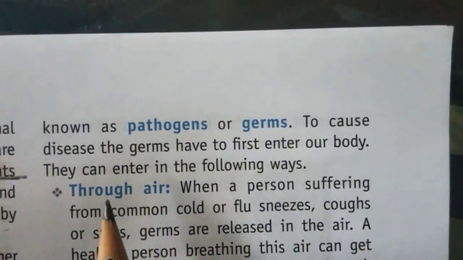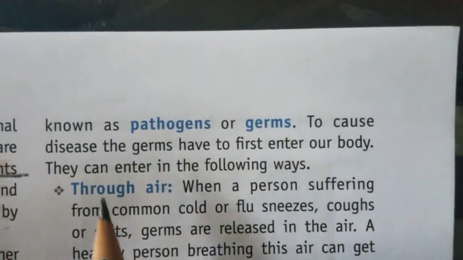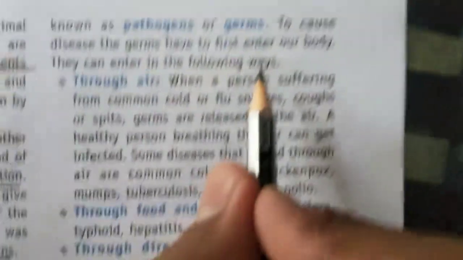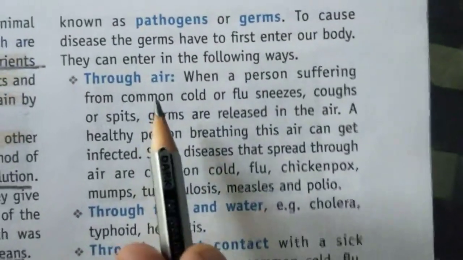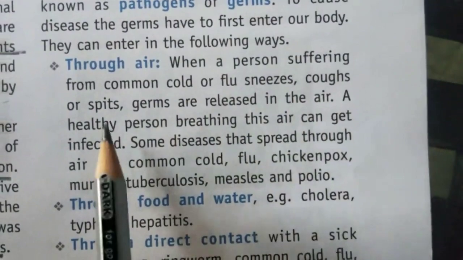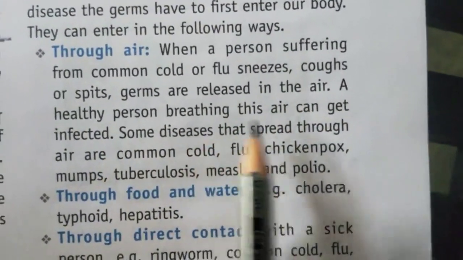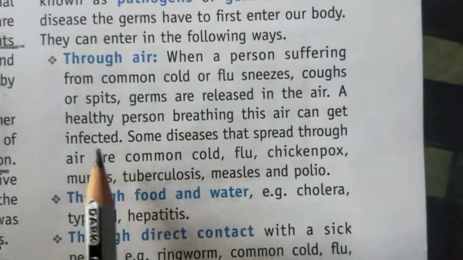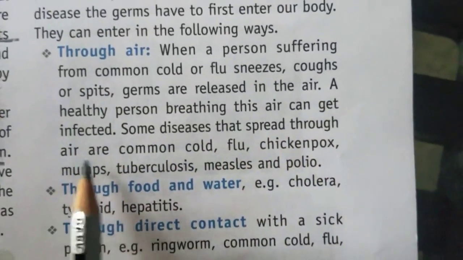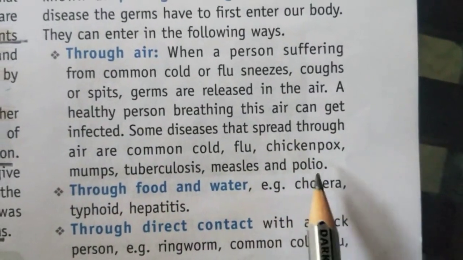To cause disease, the germs have to first enter our body. They can enter in the following ways. Through air. When a person suffering from common cold or flu sneezes, coughs or spits, germs are released in the air. A healthy person breathing this air can get infected. Some diseases that spread through air are common cold, flu, chickenpox, mumps, tuberculosis, measles and polio.